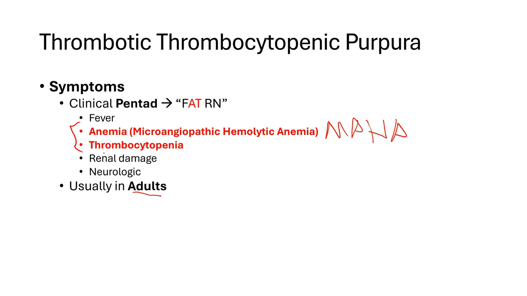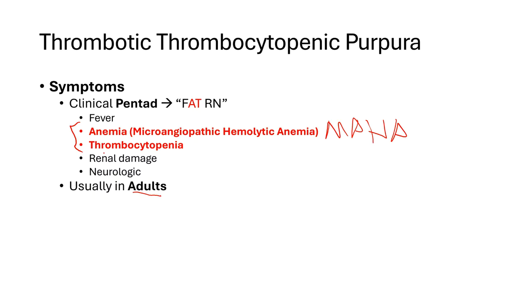Both the hemolytic anemia and thrombocytopenia occur due to that formation of those microthrombi that we talked about in the previous slide. These platelets are consumed to make these thromboses, and the hemoglobin is destroyed as it travels now through these narrow blood vessels with the thrombi.